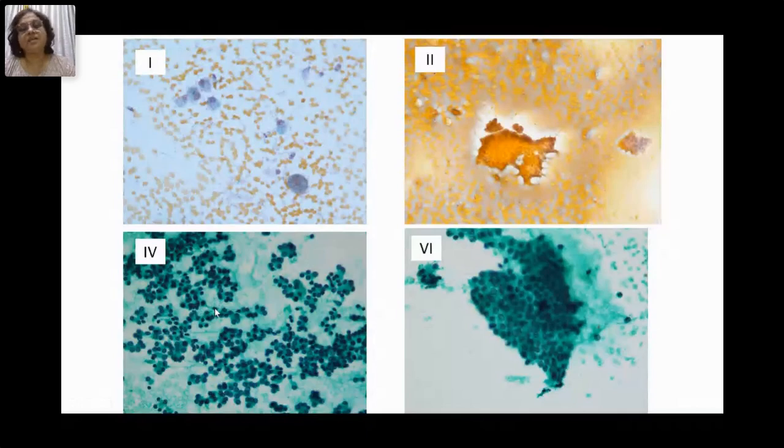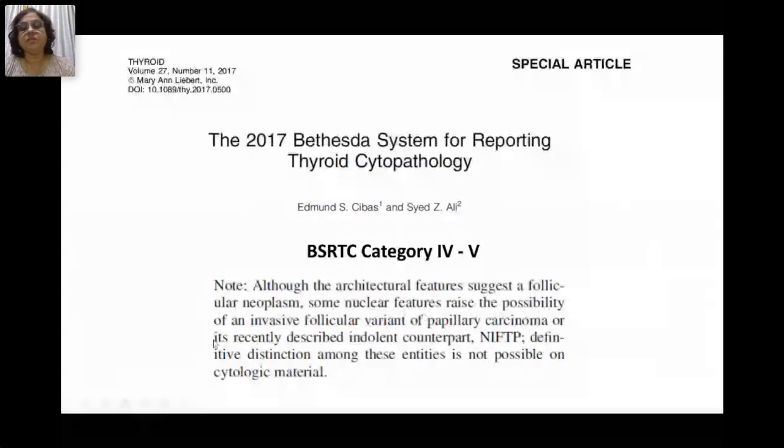As per revised guidelines, we should put this note that although architectural features suggest a follicular neoplasm, some nuclear features raise the possibility of invasive follicular variant of papillary thyroid carcinoma or the indolent counterpart. That would be the best option, because we really cannot differentiate NIFTP or follicular variant of papillary carcinoma many times from follicular neoplasms, and we lump all of them in category 4.